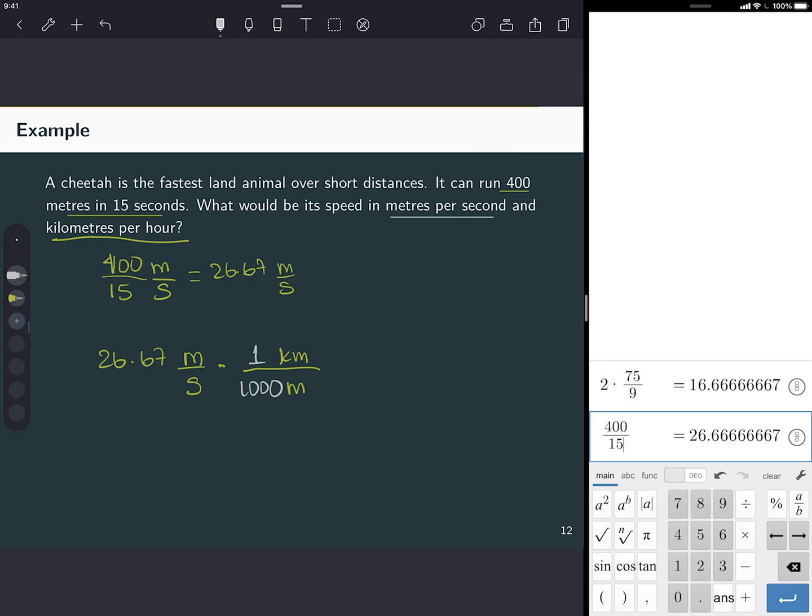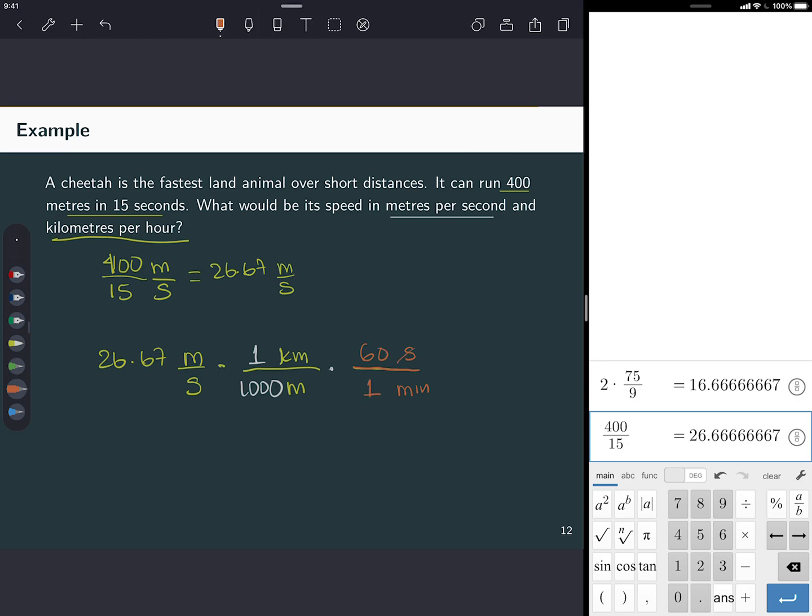If I do this, I'll be canceling the meters, so the meters disappear, and the kilometers will survive in the numerator. Now I want to convert the seconds to hours, and we did that before: multiply by 60 twice to convert to minutes, and then 60 minutes is 1 hour. So in one step, if you don't see that, let me do it in 2 steps. I want to get rid of the seconds, so if I change it for seconds, I would do seconds in the top and minutes in the bottom. So 60 seconds is 1 minute.